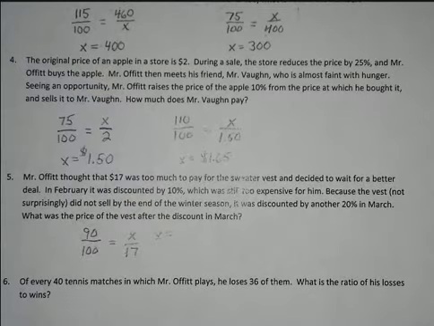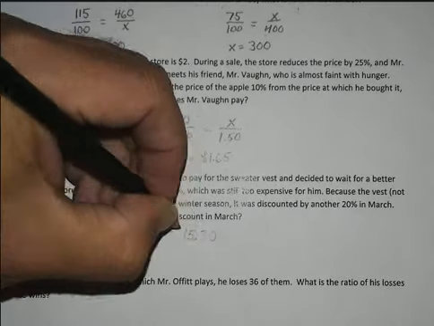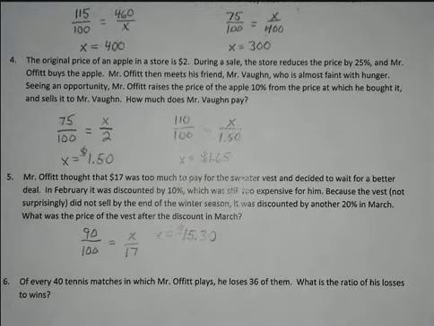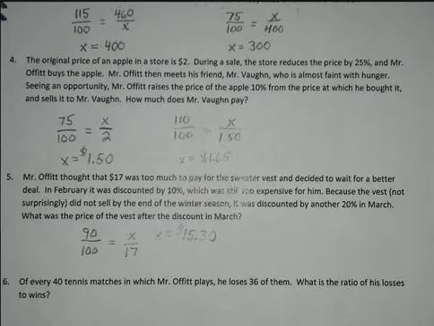So you're going to get 100x on one side and 90 times 17, and then divide it by 100. And I'm going to have to use the calculator on this one. And it ends up being $15.30. Now that is the price that it is discounted to in February. In March, they still haven't sold that thing because he still thinks it's too expensive. And it goes another 20%. Now it's 20% off of the $15.30.